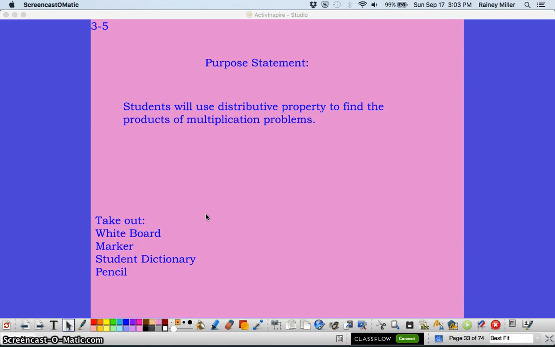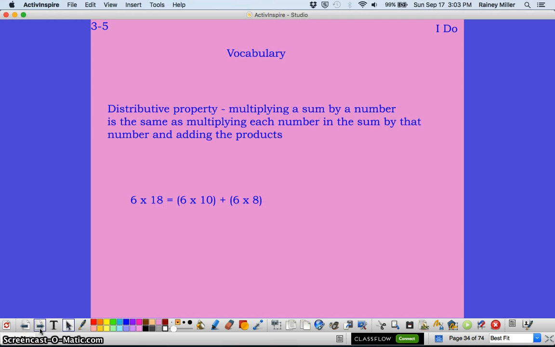Okay, what we're going to do is look at the distributive property as a way to make math a little bit easier. You're going to need your dictionaries today because you're going to need to write this down. The distributive property: multiplying a sum by a number is the same as multiplying each number in the sum by that number and adding the products.